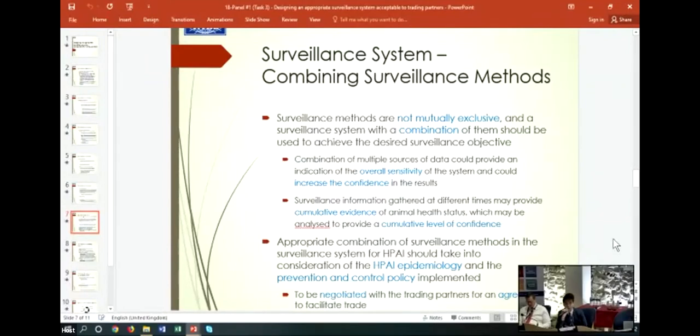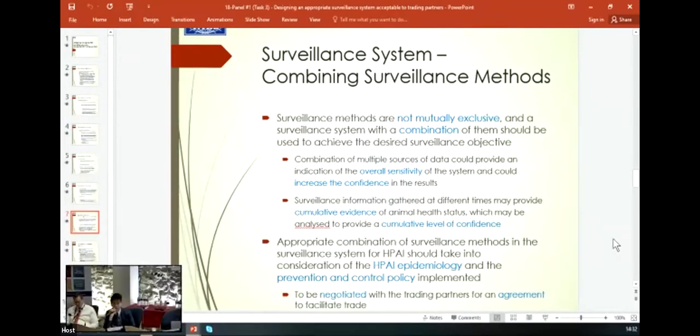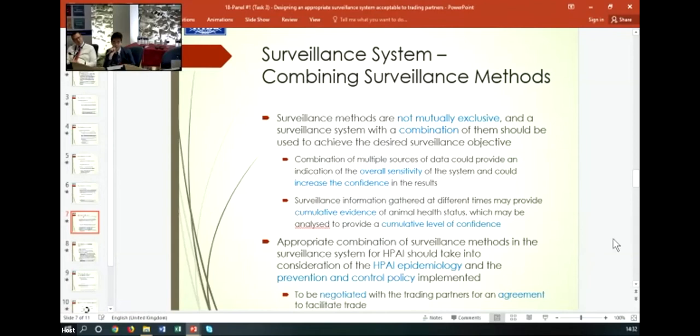Moreover, by conducting ongoing surveillance, the surveillance information gathered at different times may provide cumulative evidence of animal health status, which may be further analyzed to provide a cumulative level of confidence on the disease freedom. We did not formulate fixed components for the surveillance system, as it should also consider the country or regional specific HPAI epidemiology and the prevention and control policies being implemented. To facilitate trade, an appropriate combination of surveillance methods to be included in the surveillance system for HPAI should be negotiated between trading partners for acceptable agreements.